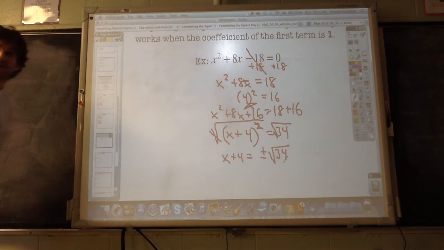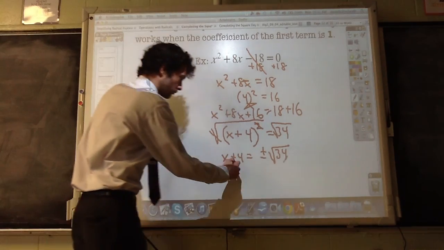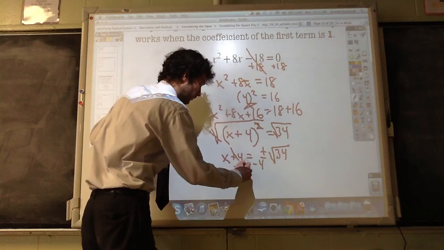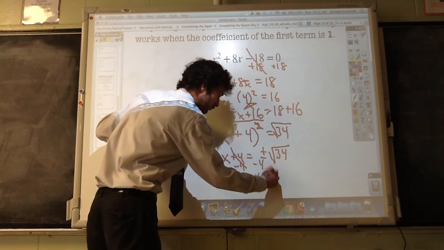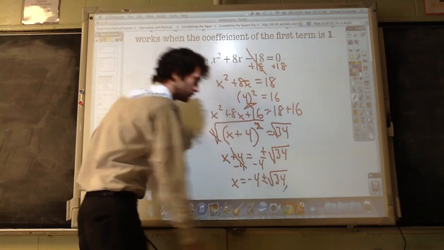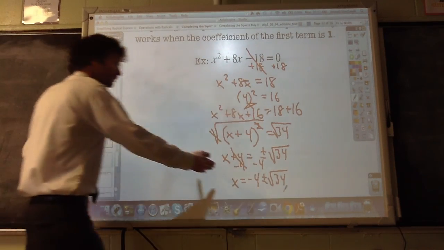I'm one step away from being done with this problem. Nope, x is still not by itself, right? Subtract 4. And then I will have x equals negative 4 plus or minus the square root of 34. That is the answer. I need to separate it out into two, and then get the decimal for it. But this is it. This is the answer.